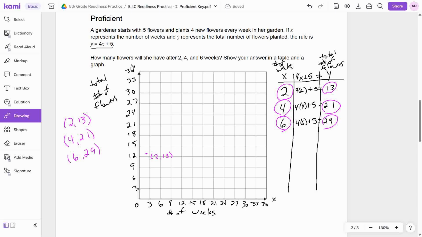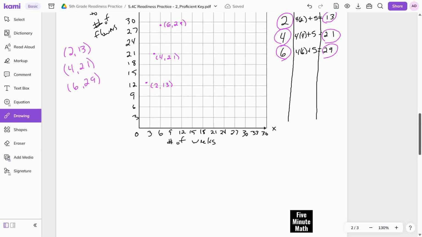Now we've got a 4 comma 21, so it's on the other side of 3, and we can at least put it up on this 21 line. So let's put a 4 comma 21, and then a 6. Okay, we can put that on the 6th line. 6 goes up to 29, so it's going to be right below 30. And we can say 6 comma 29. So you notice that it is forming another straight line. And so we've got 2, 4, and 6 weeks. We've got our answers in a table. We have our answers in a graph.